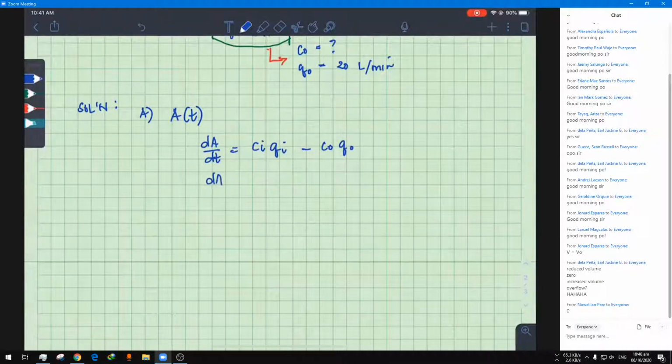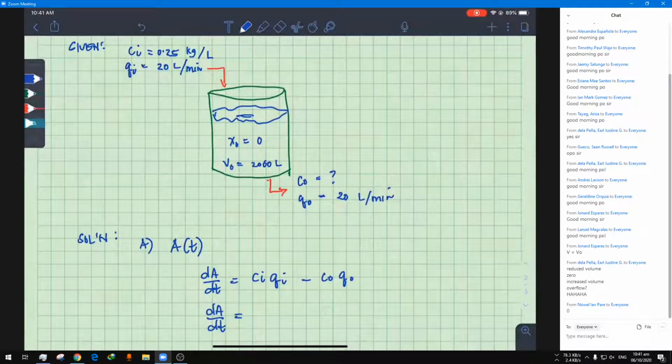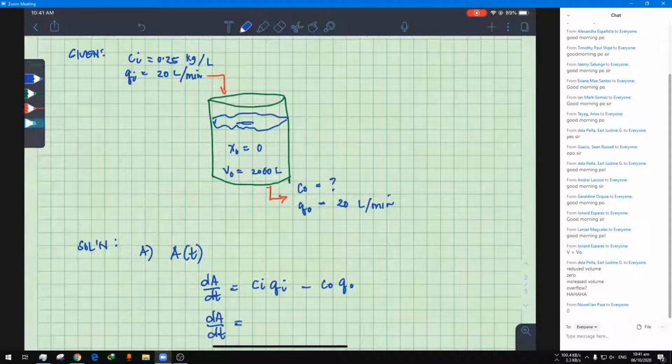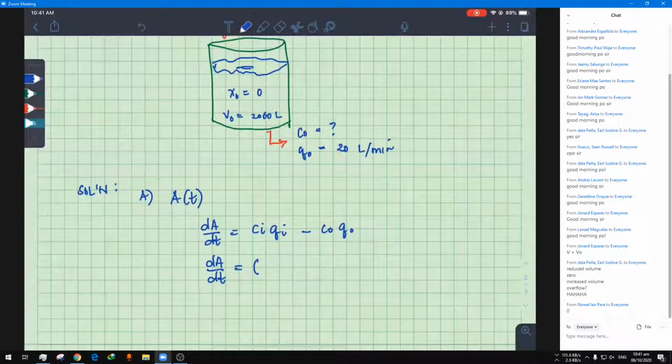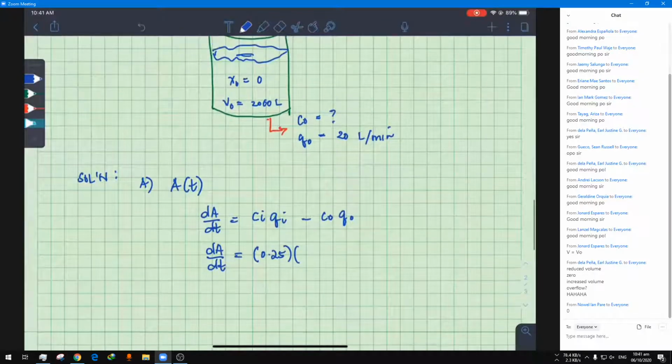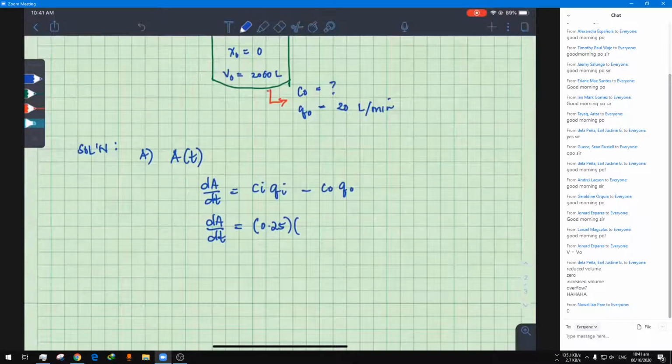So now, dA over dt is equal to C_I. Again, consistency of units. I won't write the units, but they are consistent: liters per minute for our input and output flow rates, and kilograms per liter for concentration. So there's no need to convert. Input concentration is 0.25, and our input flow rate is 20 liters per minute. Then minus C_out, which is not given, times Q_out, which is 20.